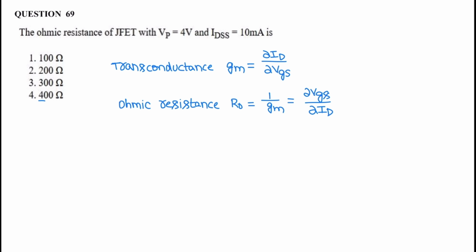Question number 69. The ohmic resistance of JFET with VP is 4 volts and IDSS is 10 milliamperes. Ohmic resistance is R naught is equal to 4 by 10 milli. It is 0.4 kilo or 400 ohms. Correct answer is option 4.